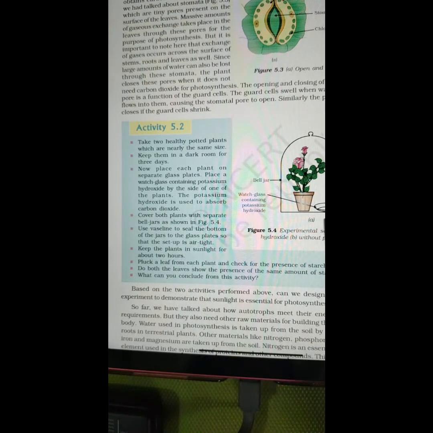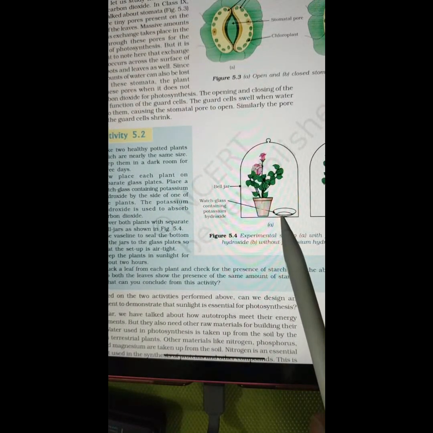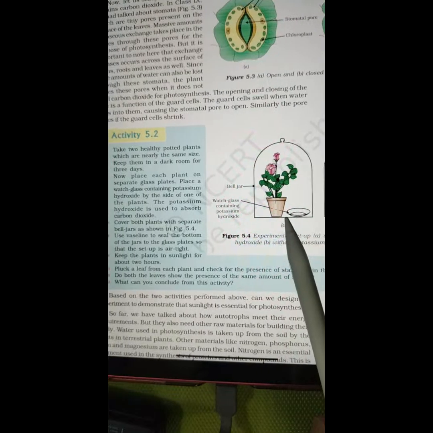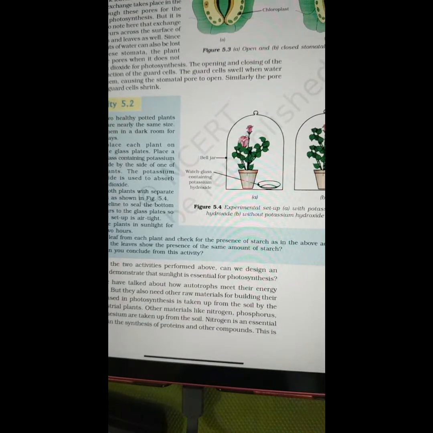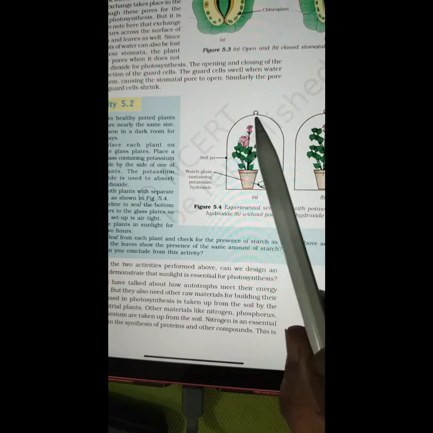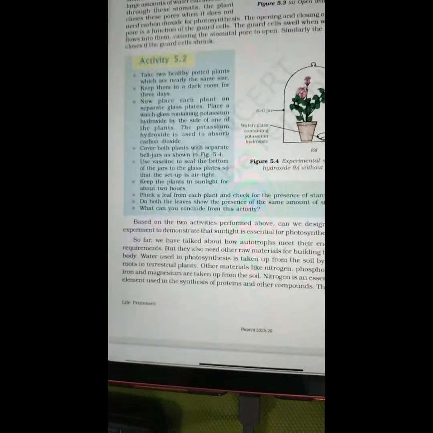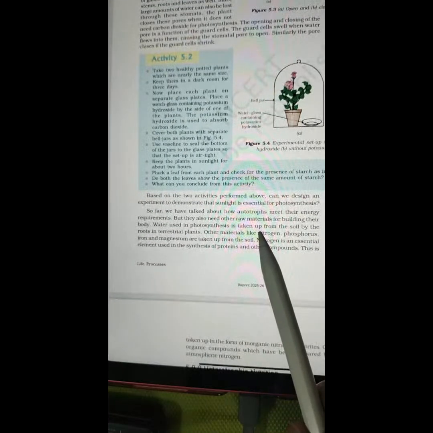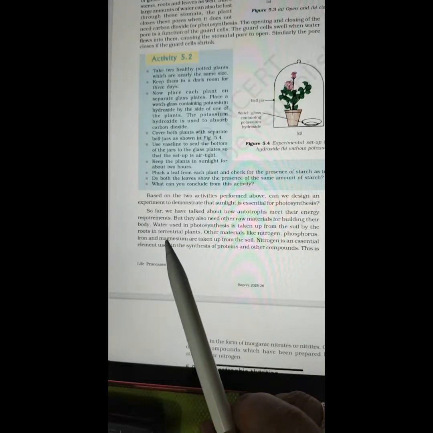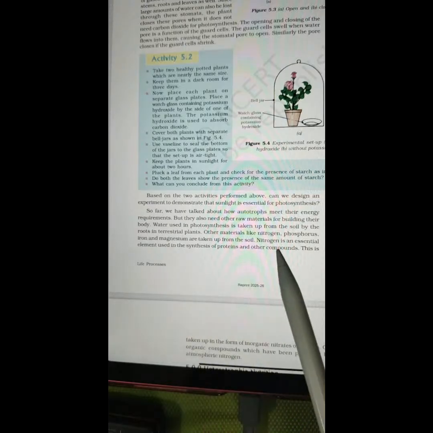Watch glass. This structure which is kept here in this bell jar, this structure you might have seen in lab also, this is watch glass. This jar in which the plant has been kept, this is resembling the shape of a bell. It is bell jar. Again, autotrophs are those organisms that show autotrophic nutrition. Terrestrial means all the plants that have the capability to live on land.